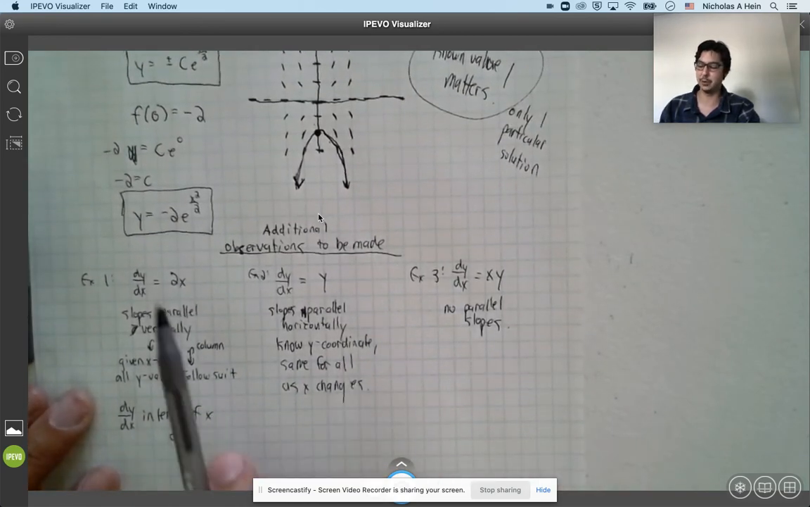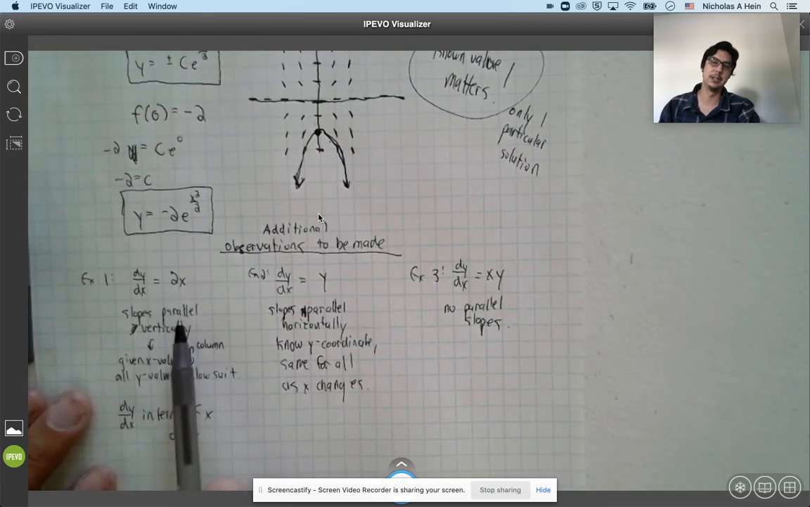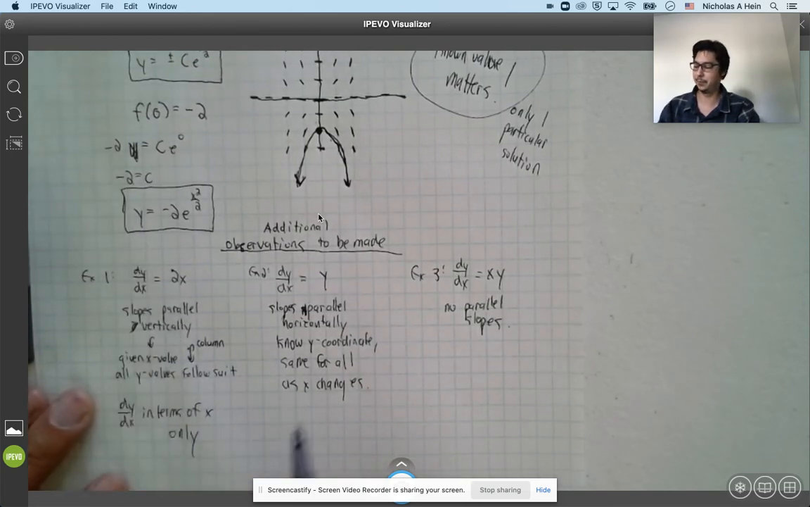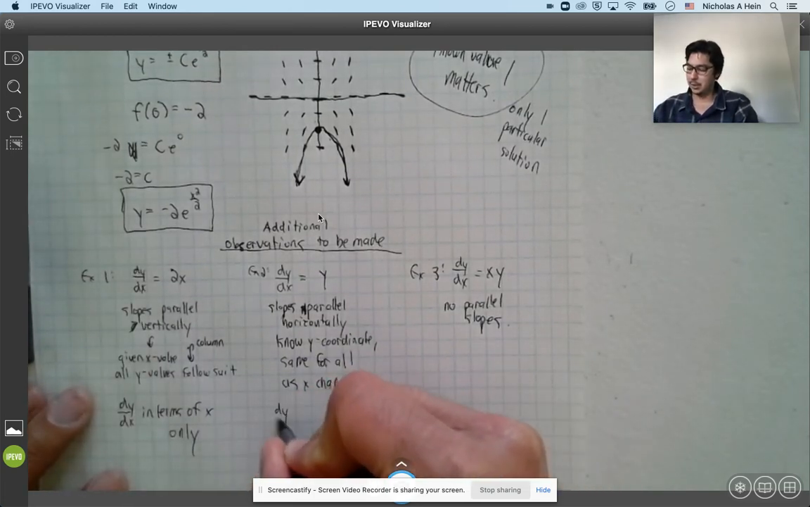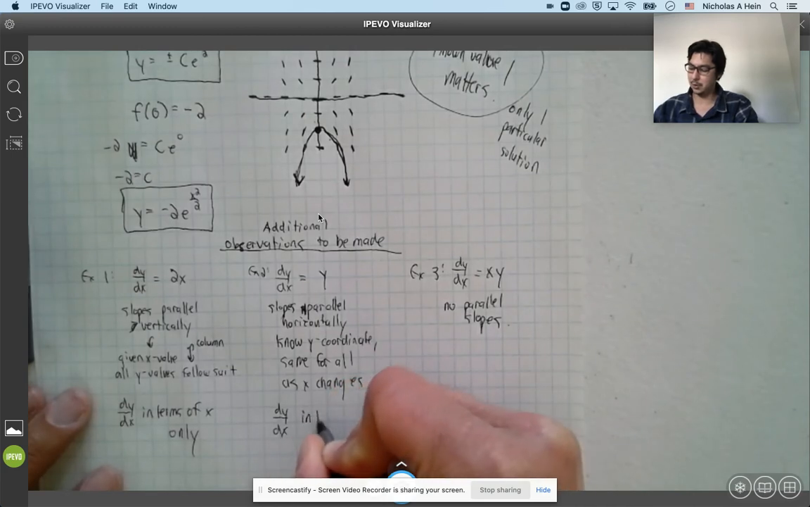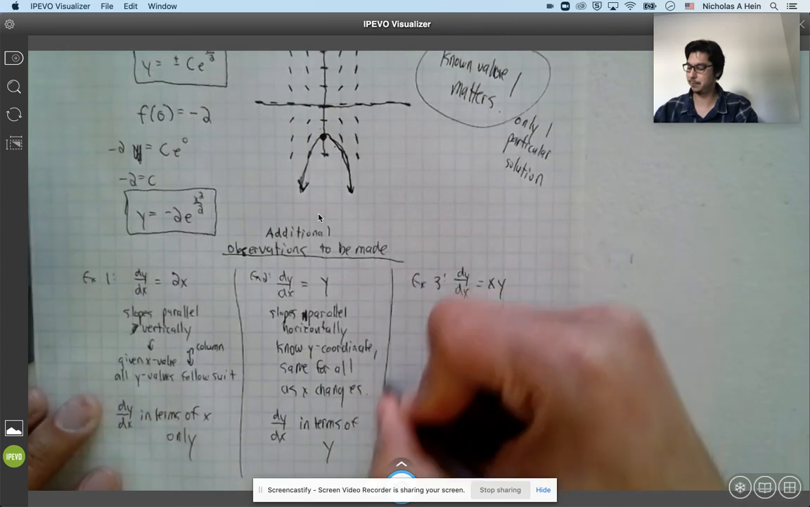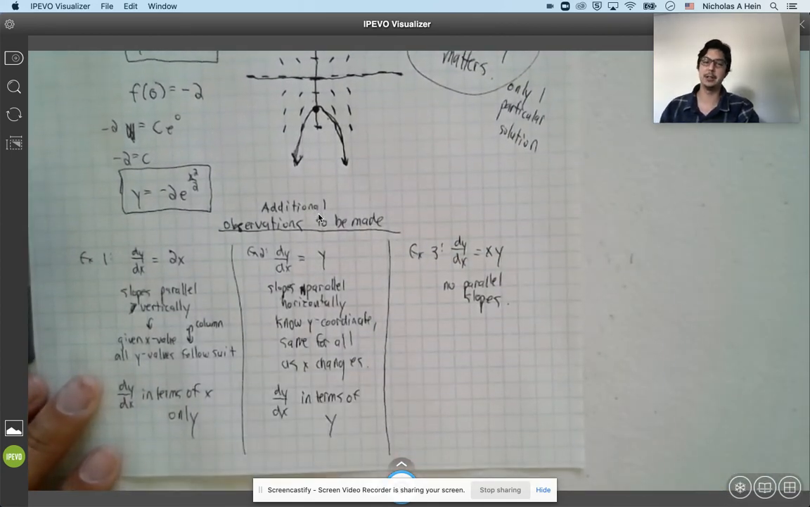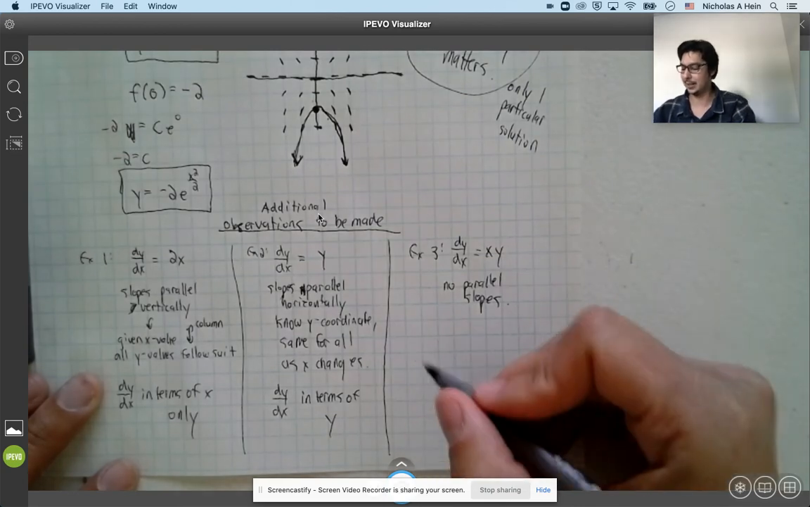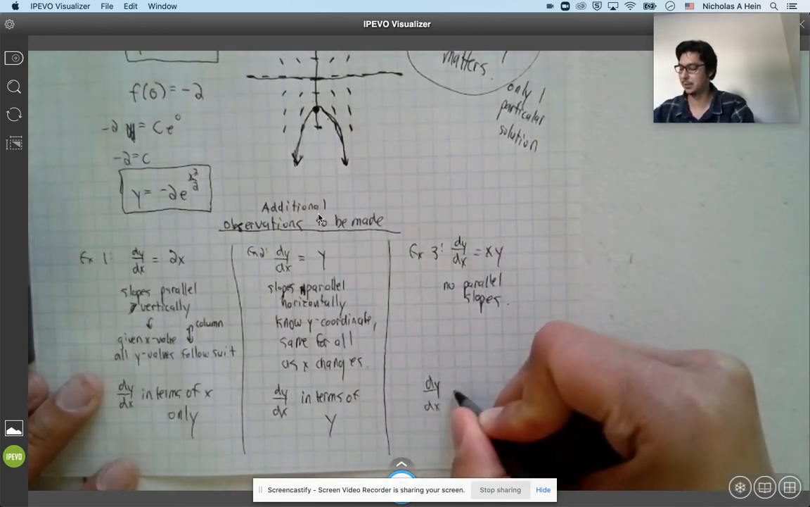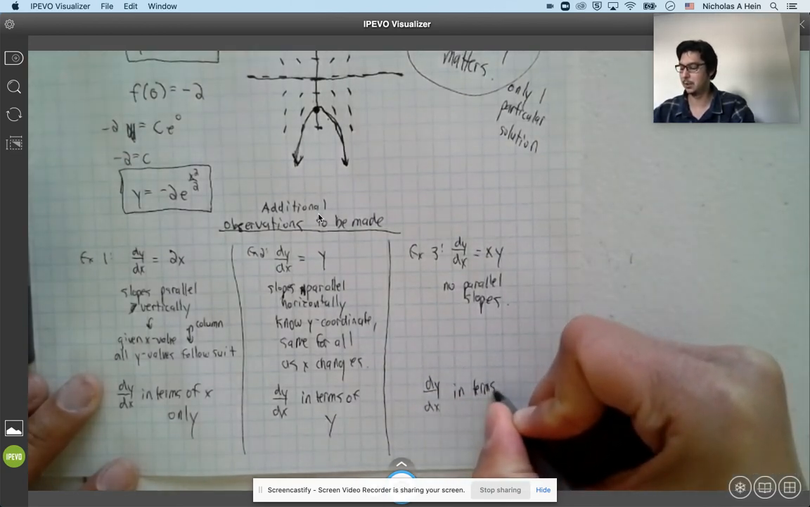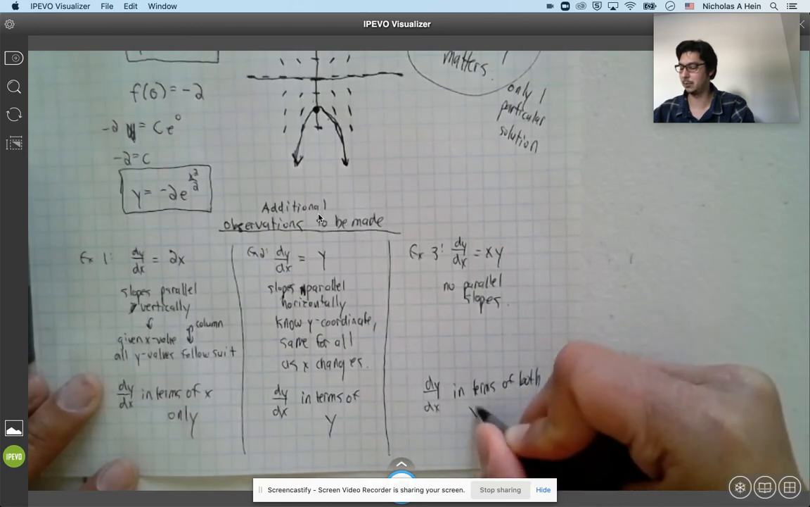If you ever get a differential in terms of x, we know that the slopes will be the same vertically. In this case, if dy dx is in terms of y, that's when this situation will happen, where the slopes will be parallel horizontally. And lastly, this is if dy dx is in terms of both x and y.